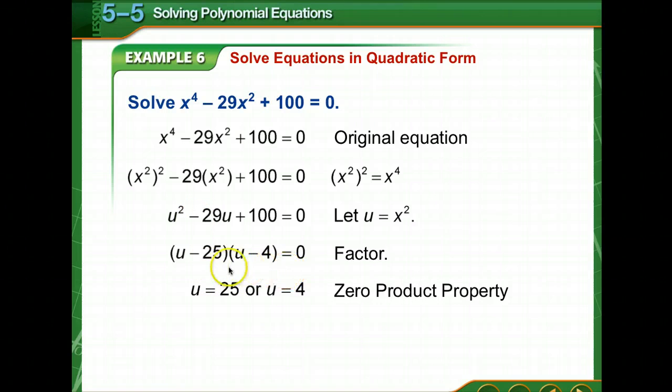So we set them both equal to 0. So we add 25 and add 4. We get u equals 25 or 4. Now the thing is, we're not done because we're not solving for u, we've got to solve for x. Well, we let u be x squared, so now u is going to be x squared.